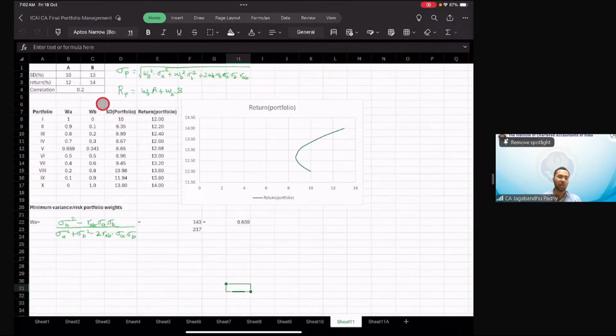Then we understood how the portfolio risk and return curve appears for different degrees of correlation. So if the correlation is +1, then the line is simply a straight line. If it's -1, then there is a possibility that you can reduce the risk to the lowest level, which may be also 0.